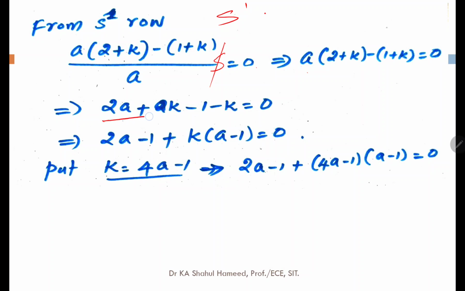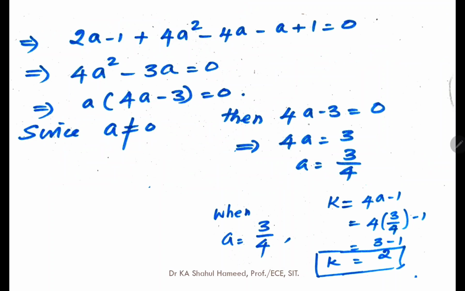Now I'm just multiplying a inside the bracket. I get 2a plus ak minus 1 minus k is equal to 0. So I'm just separating k and a constant one side. So I'll get 2a minus 1 plus k into a minus 1 is equal to 0. Okay, now I'm going to substitute k is equal to 4a minus 1, that is the previous finding. In this equation I get 2a minus 1 plus 4a minus 1 into a minus 1 is equal to 0.